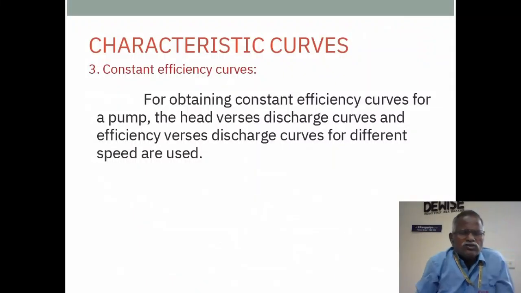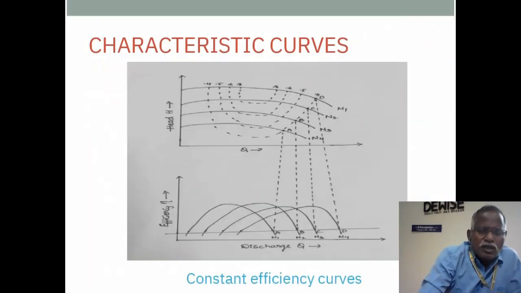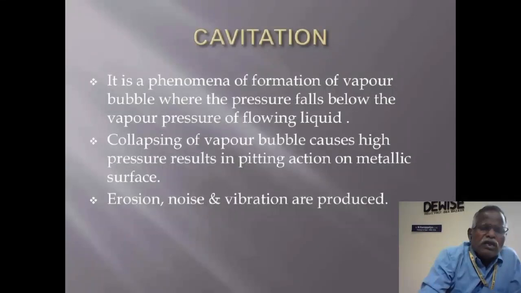Next is the constant efficiency curve. For obtaining constant efficiency curves of the pump, the head versus discharge curves and efficiency versus discharge curves for different speeds are used. Different speed is called N, as I already told you. For different discharges, efficiency and head.